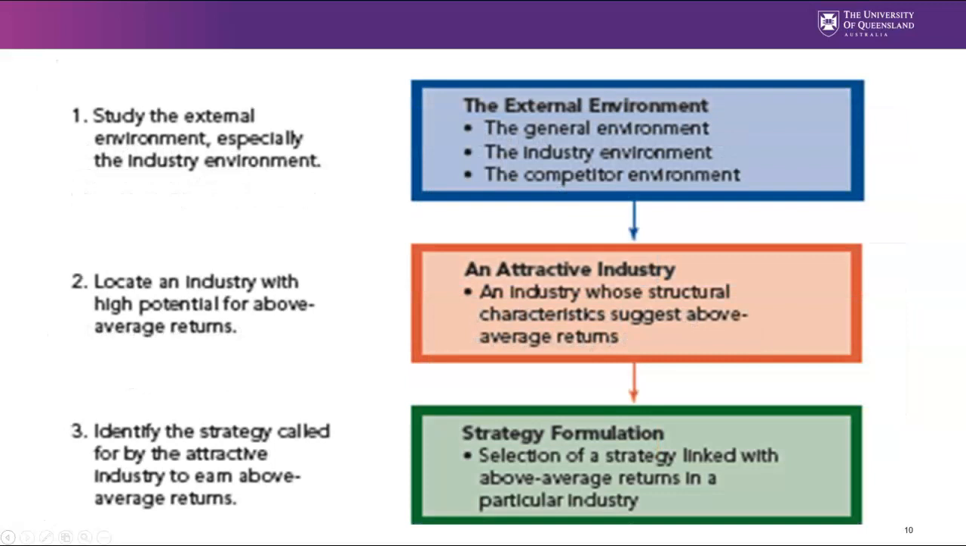Okay, next we've got strategy formulation. Having looked at the external environment and the attractive industry, we're looking at strategy formulation, and that is done by identifying the strategy called for by the attractive industry to earn those above average returns. As I was saying in the previous example, hotels are not able to get tourists and travelers to stay in their hotels so much. So this is why they're looking at expanding into other types of strategies.